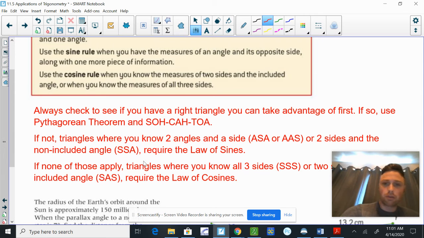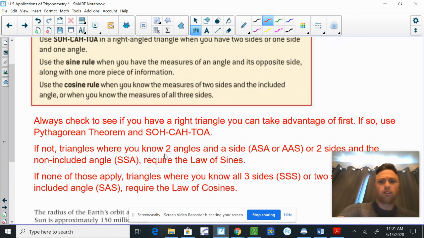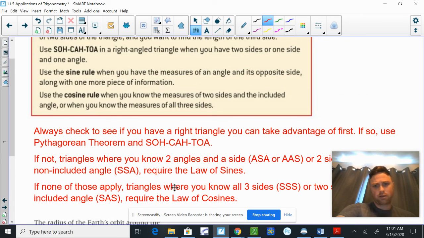If none of those apply, you will have either side-side-side or side-angle-side, or you won't have enough information. If it's side-side-side or side-angle-side, that would be a law of cosines problem. So the first thing you need to do is go through in this order and decide which problem solving strategy you're going to need to use.